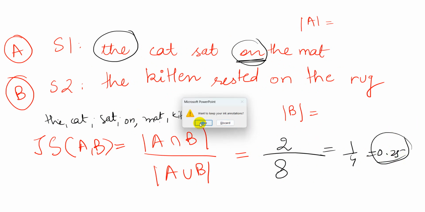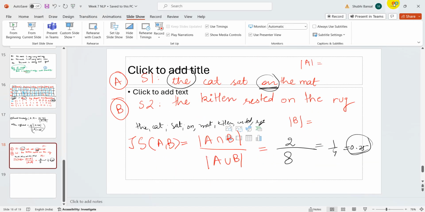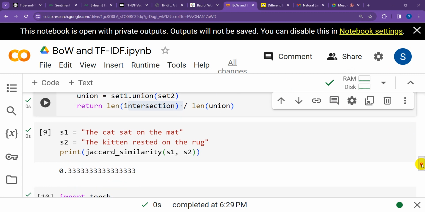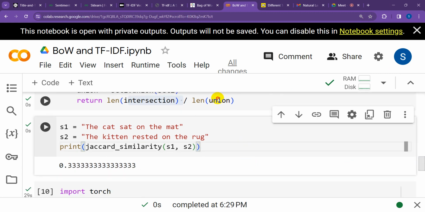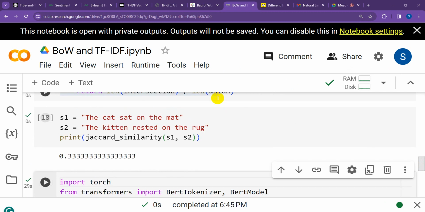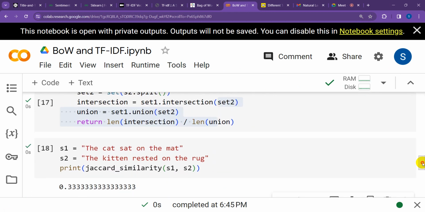What is the Jaccard similarity between the two sentences? What is the Dice coefficient? So let us see, what does this say? It says 0.33. Let us see why. This does not match. What are we missing?